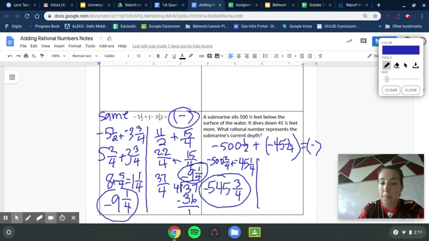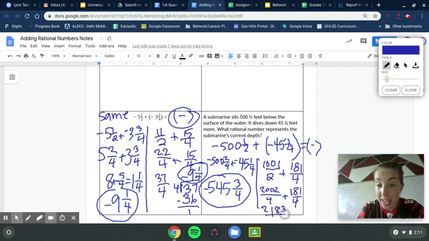If I change them into improper fractions, it would be 1,001 over 2 plus 181 over 4. Finding that common denominator makes it 2,002 over 4 plus 181 over 4. Then adding those together gives you 2,183 over 4, which then when you divide those two numbers gives you negative 545 3/4. So either way you do it, you're going to still get the same answer.